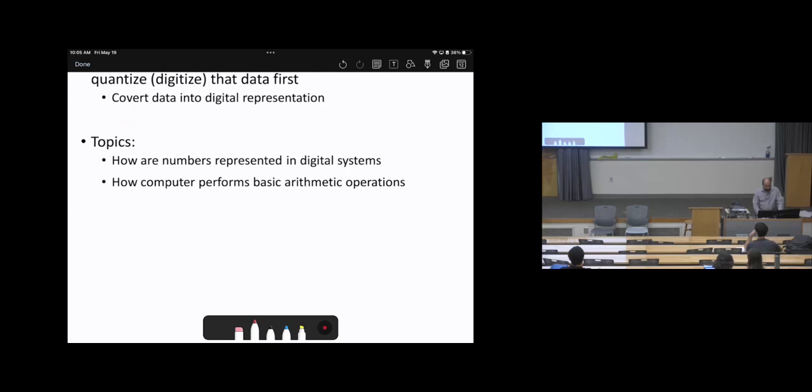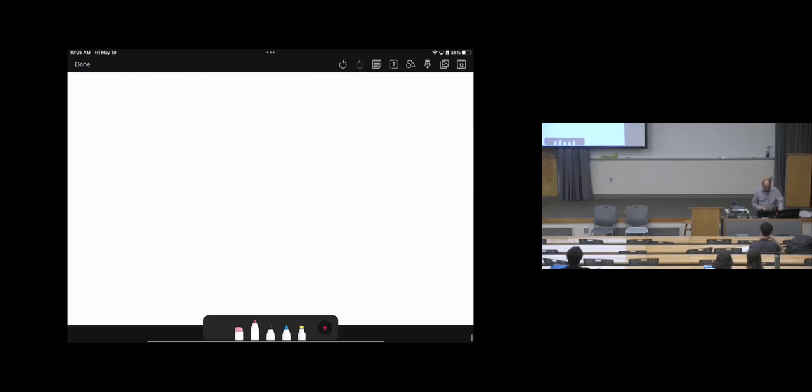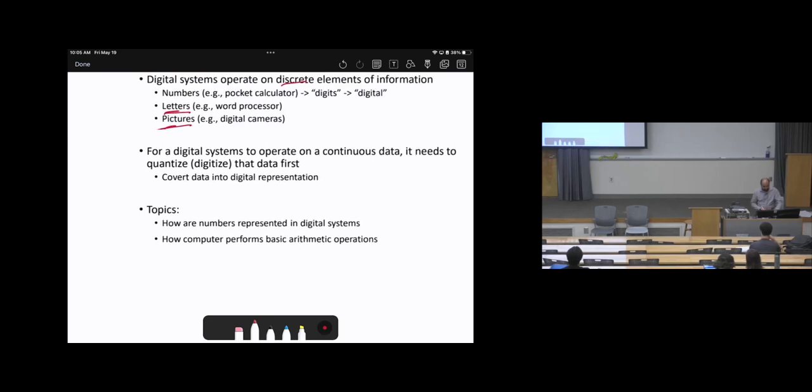So how will our numbers be represented in digital systems? That's Chapter 1: how can we represent these numbers in digital systems. How the computer performs basic arithmetic operations will be covered later in this course. So this is the end of Chapter 0. Any questions about it?